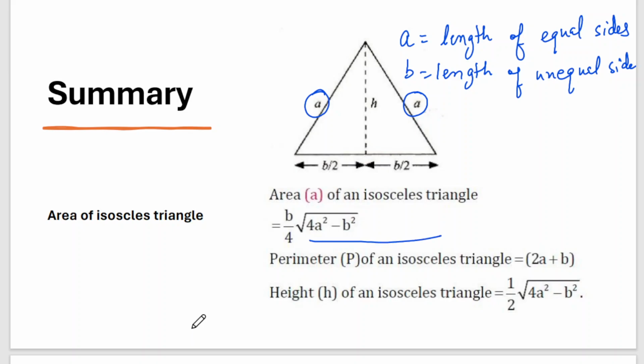If you want to find the perimeter of the isosceles triangle, you can use the formula 2a plus b. You don't have to use the formula, just add the length of all the three sides. Now coming to the height of an isosceles triangle, we have derived this formula and we know how this formula has come. Okay, so the formula is 1 by 2 under root 4a square minus b square.